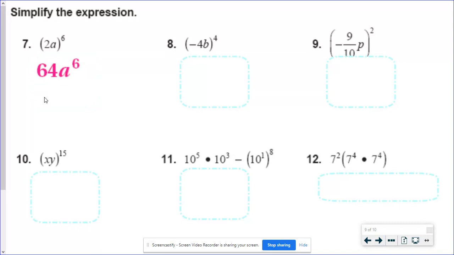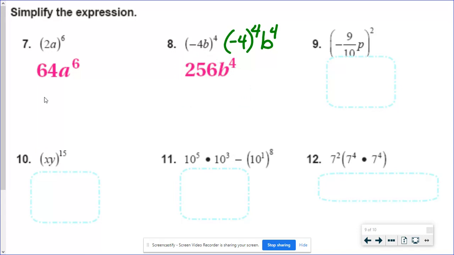In number 8, I would have -4 to the 4th power and b to the 4th power. Now, -4 to the 4th power, that will be a positive because it's 4 of those negatives. So that's going to be 256 and then b to the 4th power.